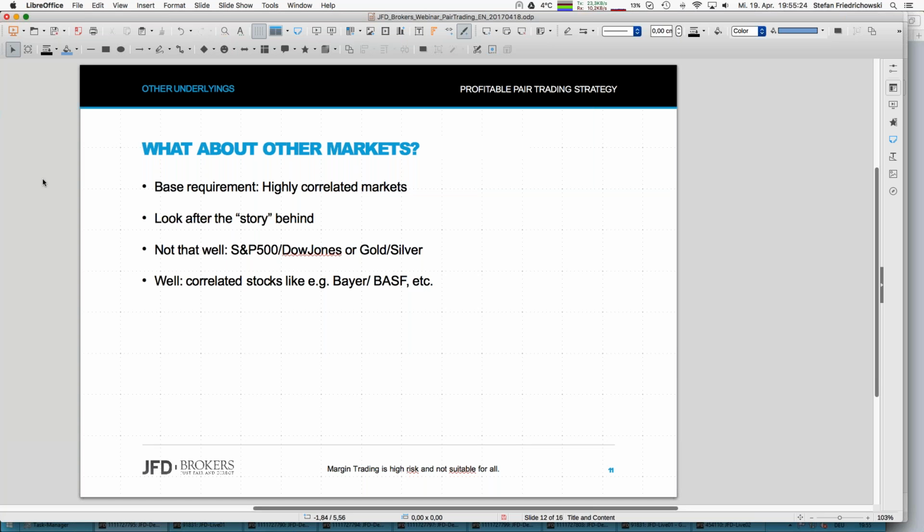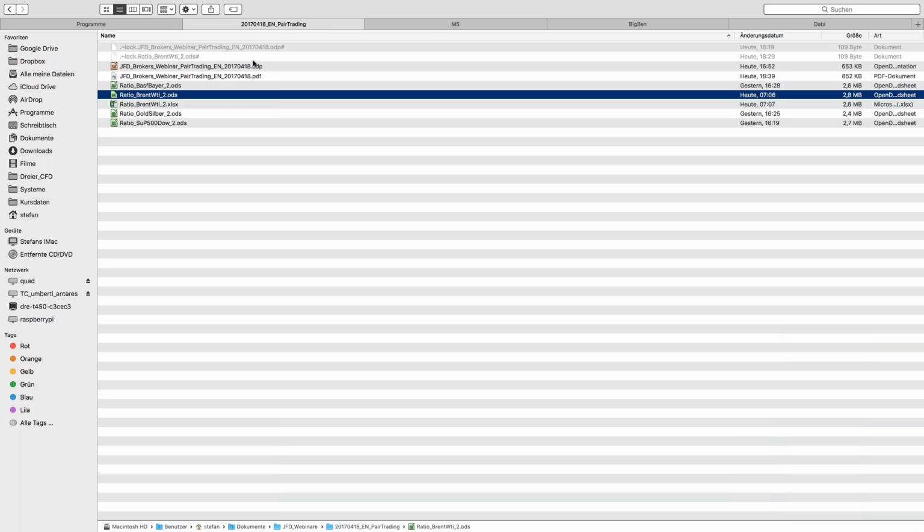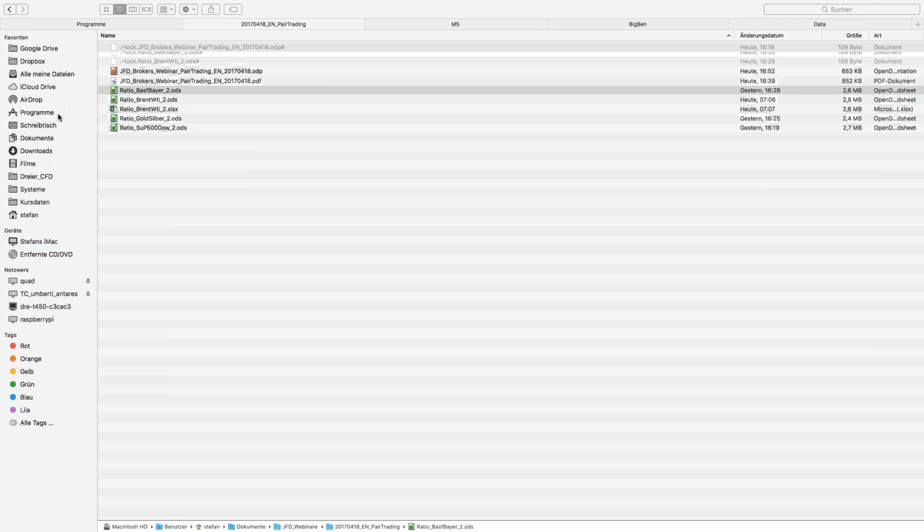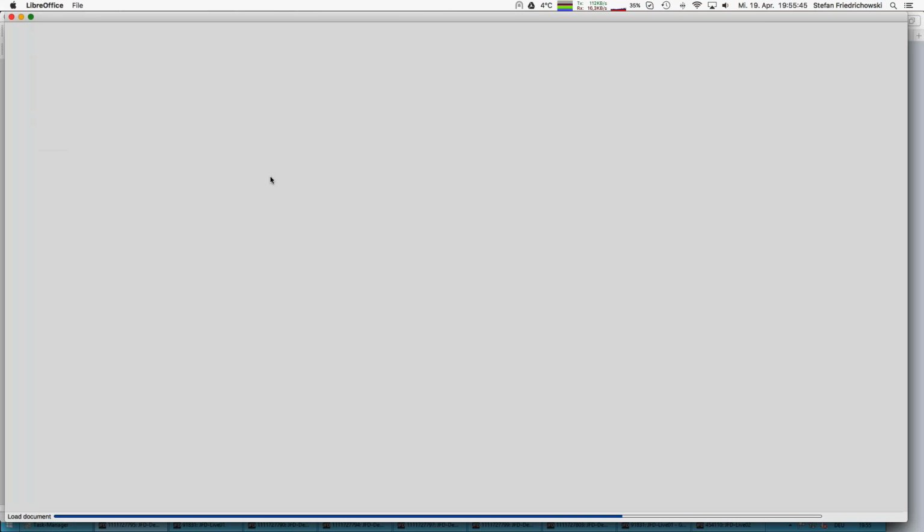What works, for example, are correlated stocks. And here's an example of German companies like Bayer and BASF. I show you this just directly in an Excel sheet. Oh, just a second. The Excel sheet is not opened up to now. Takes only a second, then we will have it here.